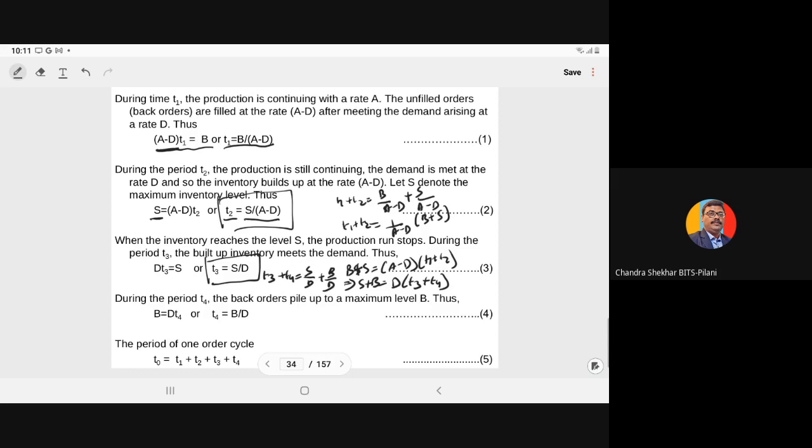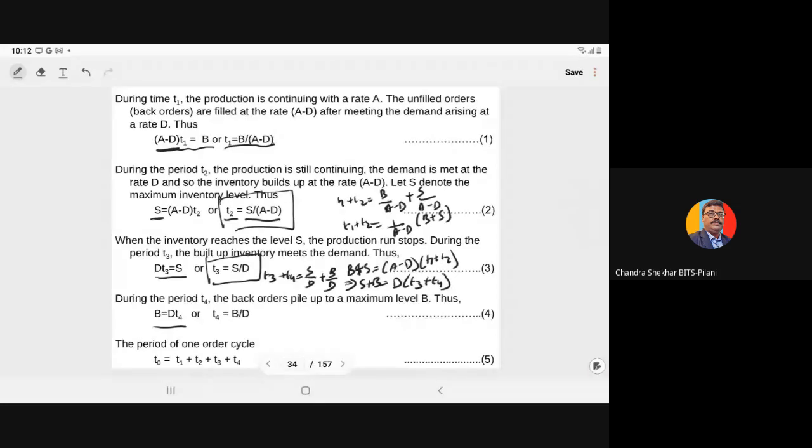Similarly, for the period T3, we have only the demand D, in which we utilize the stored S items through the demand. So here D into T3 is equal to S, or T3 is equal to S upon D. Similarly, for the period T4, we collect the back orders which are generated through the demand. So B is equal to D into T4, or T4 is equal to B upon D. And the total period we denote as T0, which is equal to T1 plus T2 plus T3 plus T4.